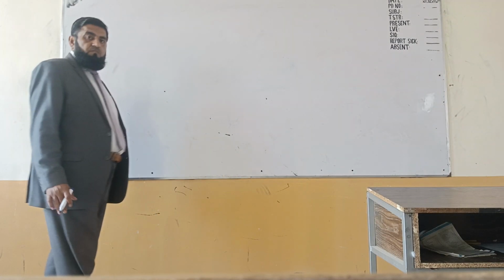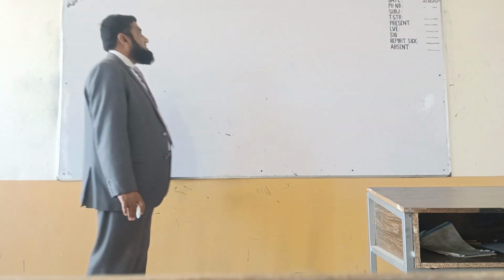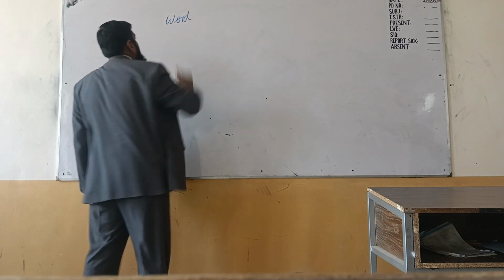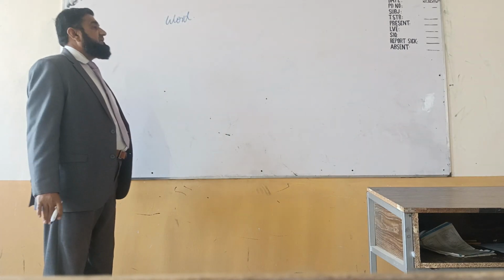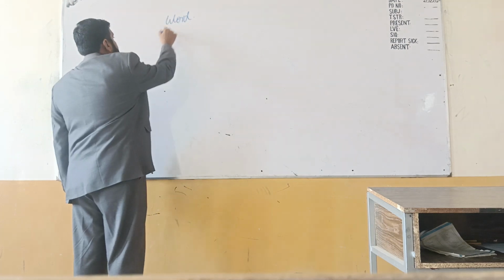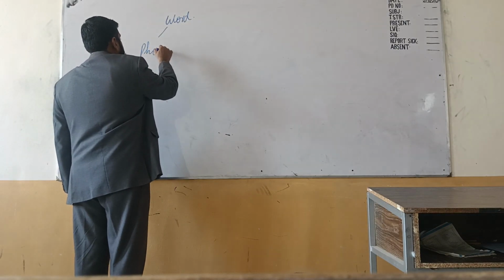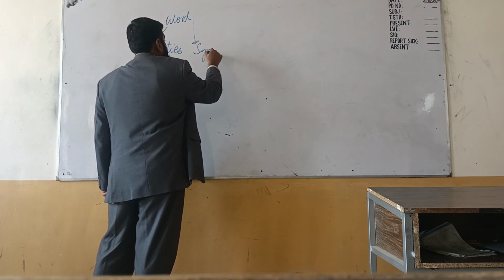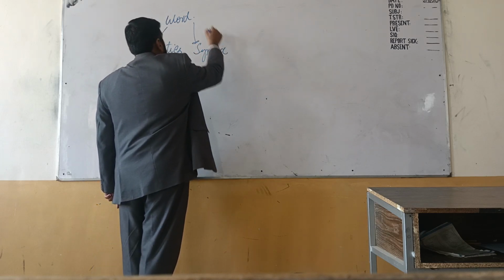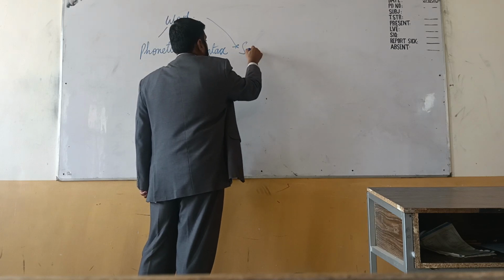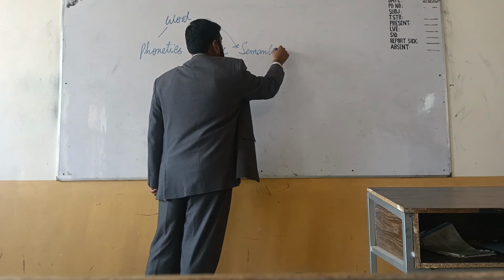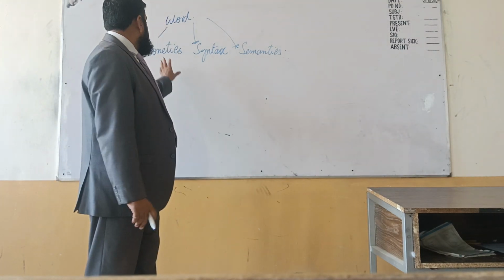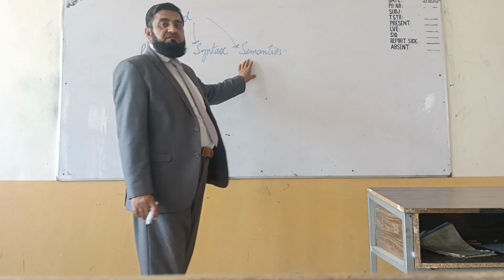So, in the previous lecture, I have already discussed the word. Actually, a word must have three characteristics. One is called phonetics, another is called syntax, and another is called semantics. So a word will have three characteristics: phonetics, syntax, and semantics.